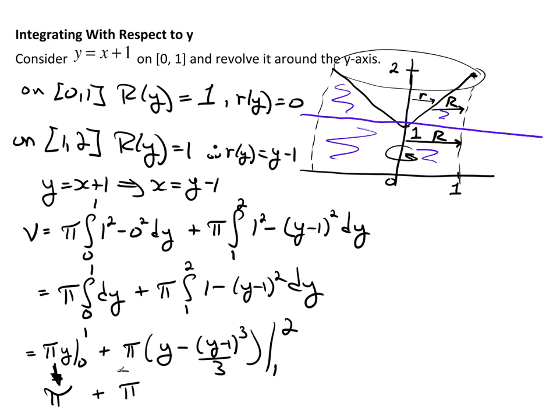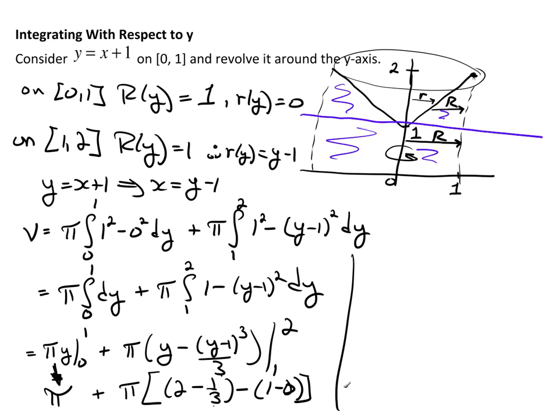Let me do it like this. I'm going to pull that pi out. Pi times 2 minus 1 is 1. 1 cubed is a third. So 2 minus a third. Oh, I need to fix that. A third minus 1 minus 0. So that's just 1. Put the 0 in.